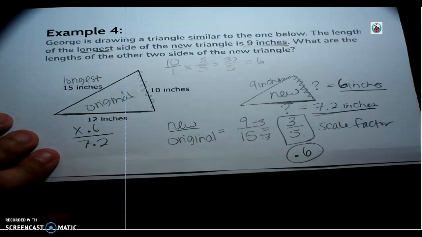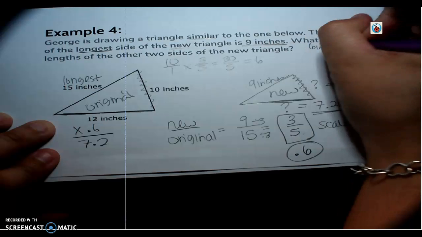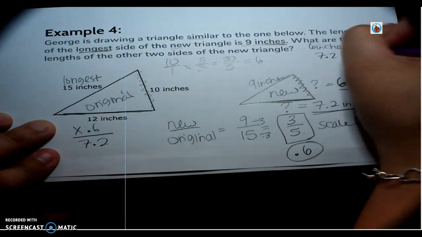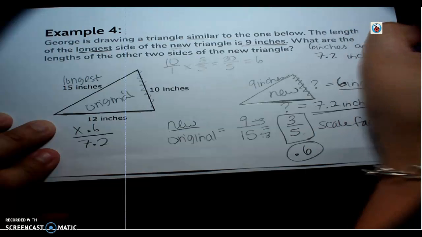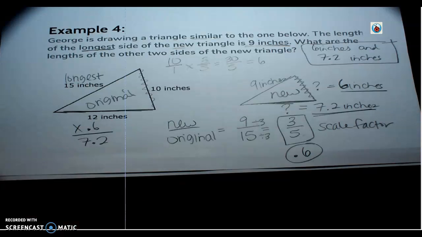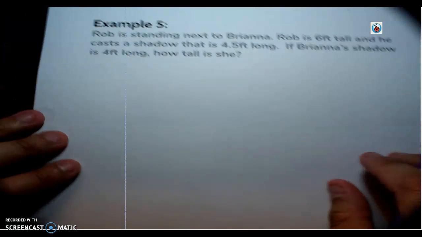So the lengths of the other two sides for the new triangle are going to be 6 inches and 7.2 inches. These are the two solutions that we were looking for the new triangle. So moving on to our last example, example number 5.